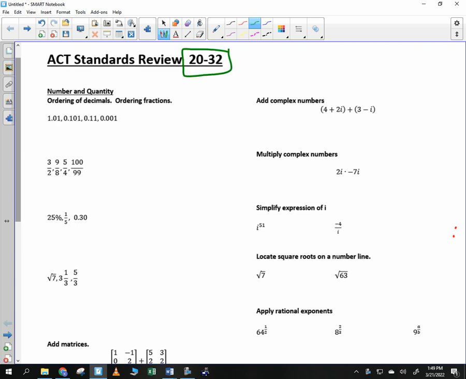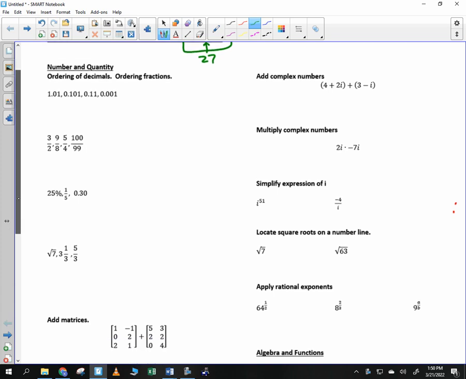And I said, if we want to score between 20 and 32, what topics do we have to make sure that we review? And these are what we came up with. So you guys are trying to be pushed towards, I'm aiming for that 27 spot in there for you guys, but that's where we'll be. So we start by ordering of decimals and ordering of fractions. Okay, a little bit of number sense.